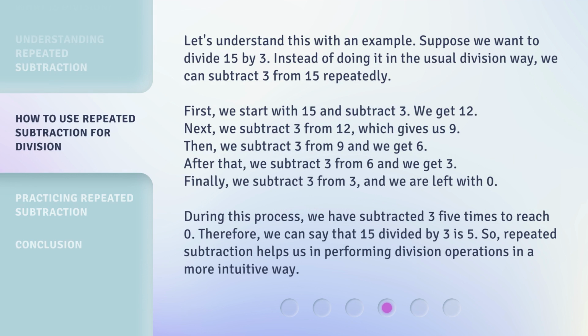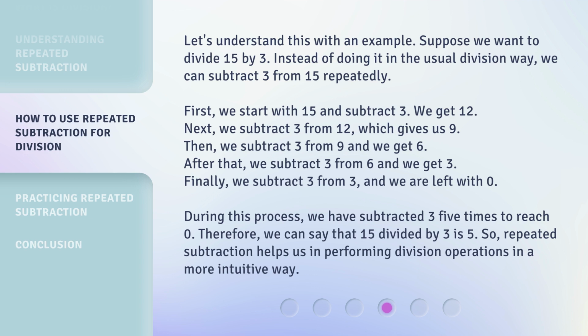Let's understand this with an example. Suppose we want to divide 15 by 3. Instead of doing it in the usual division way, we can subtract 3 from 15 repeatedly. First, we start with 15 and subtract 3. We get 12. Next, we subtract 3 from 12, which gives us 9.